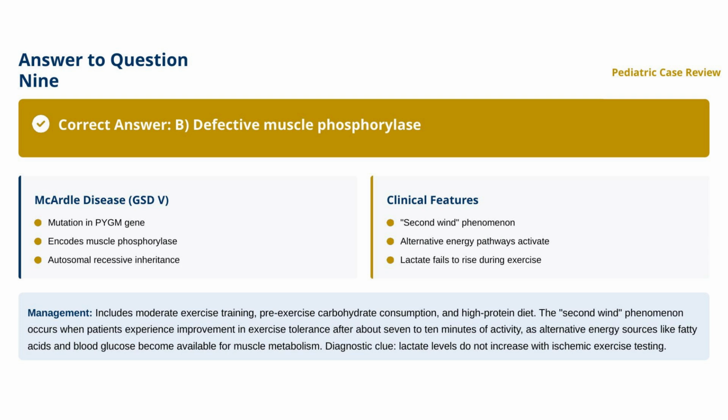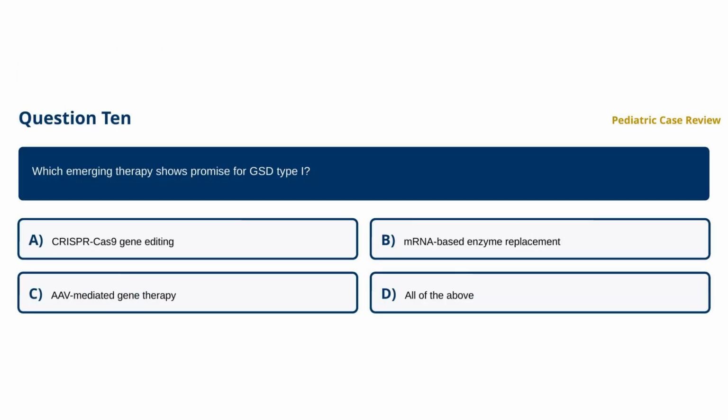Defective glycogen synthase causes GSD type 0, defective brancher enzyme causes GSD type 4, and defective lysosomal alpha-glucosidase causes Pompe disease, GSD type 2. Which emerging therapy shows promise for GSD type 1? Option A, CRISPR-Cas9 gene editing. Option B, messenger RNA-based enzyme replacement. Option C, adeno-associated virus-mediated gene therapy. Option D, all of the above.